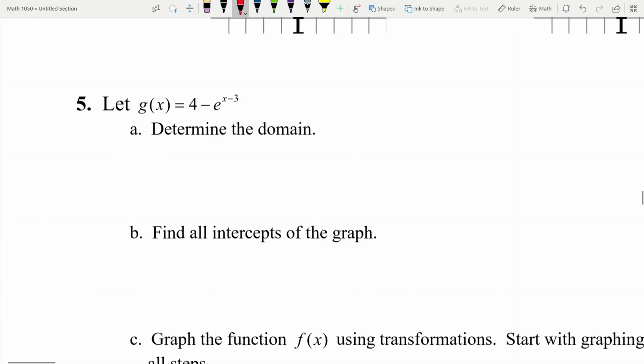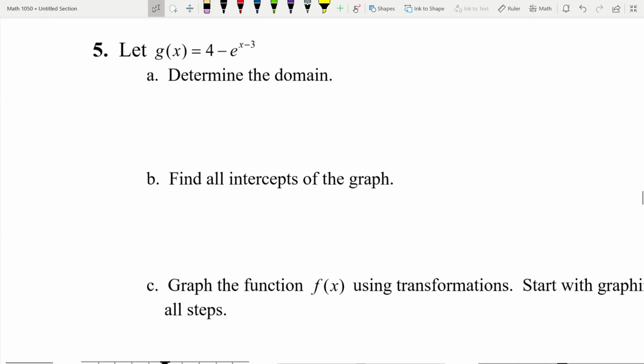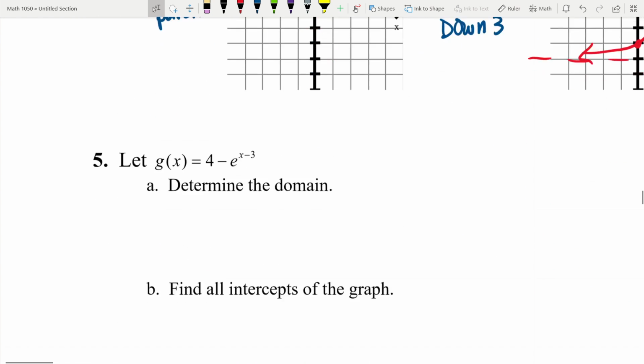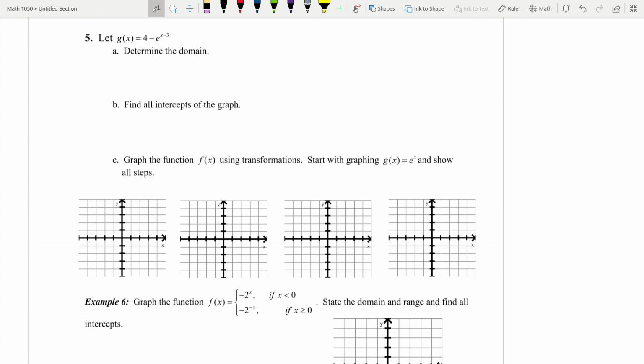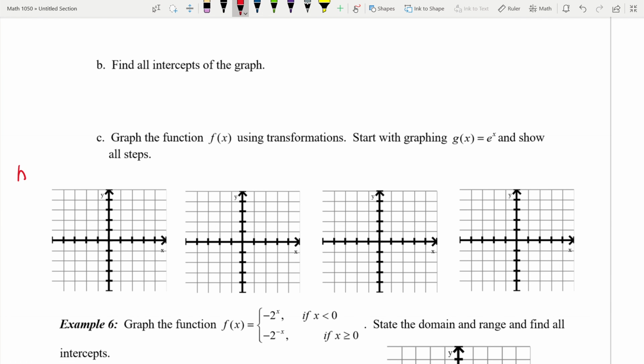Okay, this one. Let g of x be that. Determine the domain. Okay, well, let's graph it. Let's graph it, and then let's find all the other stuff. Okay, so they call it g of x, so let's call this guy h of x. So let's come down here to part C. H of x equals e to the x. That is my parent. Remember, you have to write the word parent. So draw that asymptote. 0, 1, right 1, up 2.7. There's your graph.